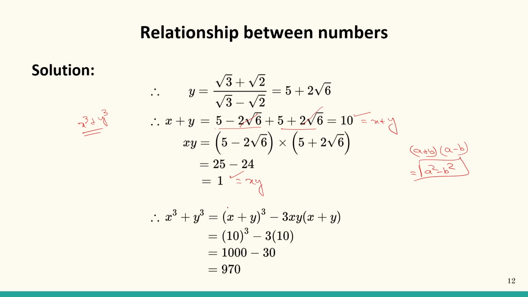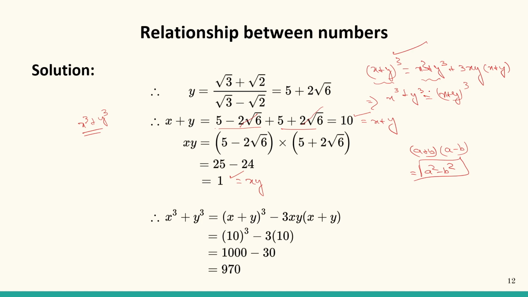Now what we already know is x plus y's whole cube is equal to x cube plus y cube plus 3xy into x plus y. This formula is what we know. If we manipulate these terms, like swap the two sides, this implies that x cube plus y cube is equal to x plus y whole cube minus 3xy into x plus y.